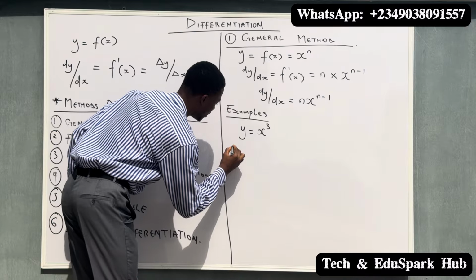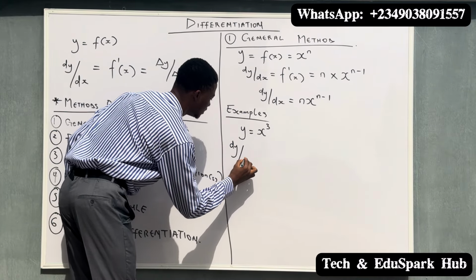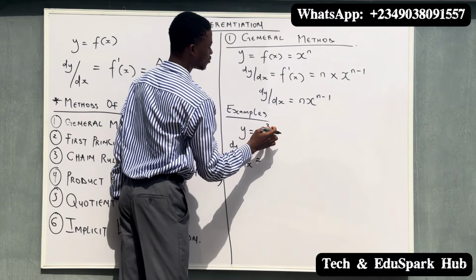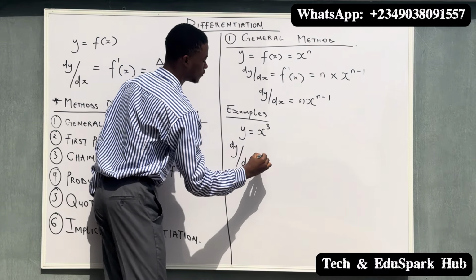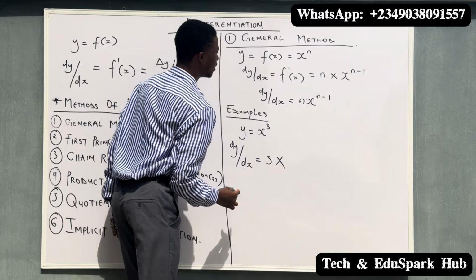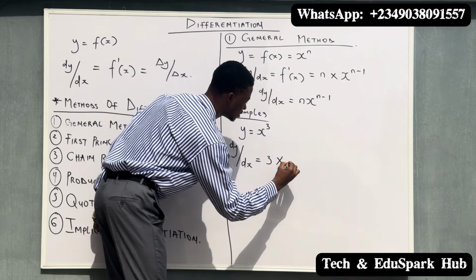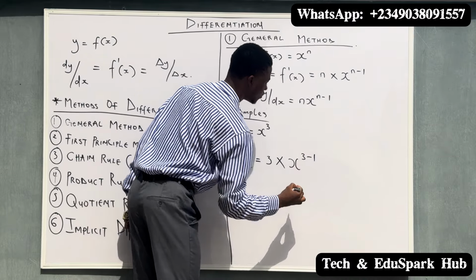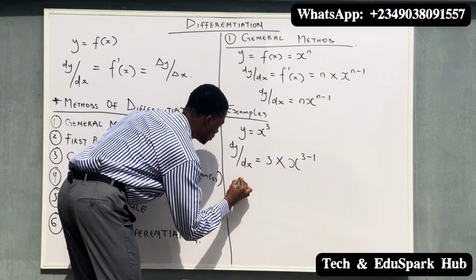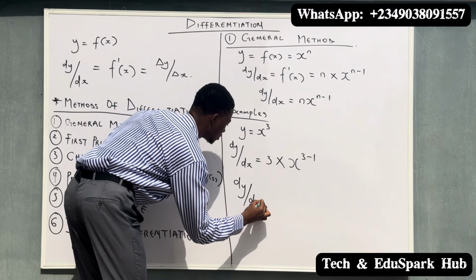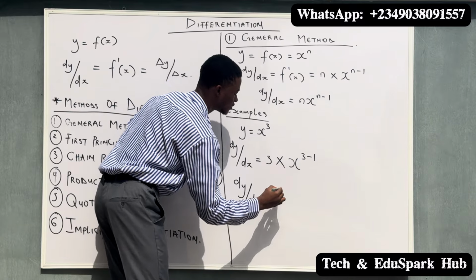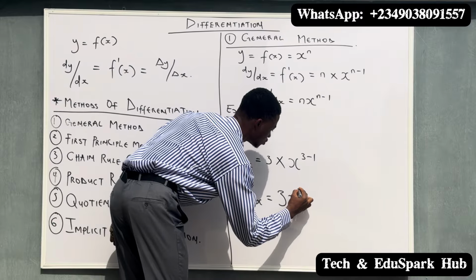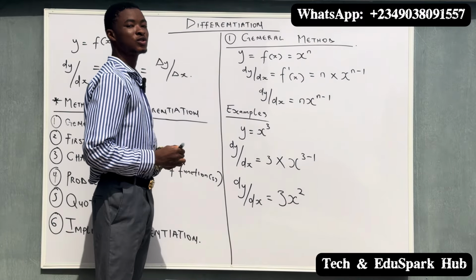So we have dy, which is change in y, divided by change in x, to be equal to, so we bring the power, which is n in this case. Our n in this case is 3. So we bring the power to the front, which is 3, multiply by everything that we have initially, which is x raised to power 3 in this case. And we now subtract the power by 1. So we have minus 1. So our dy over dx will give us 3 multiplied by x, which is 3x, and 3 subtracted by 1 gives us 2.